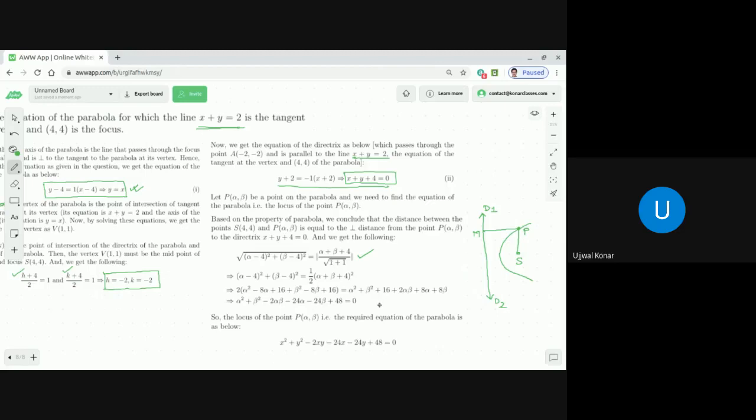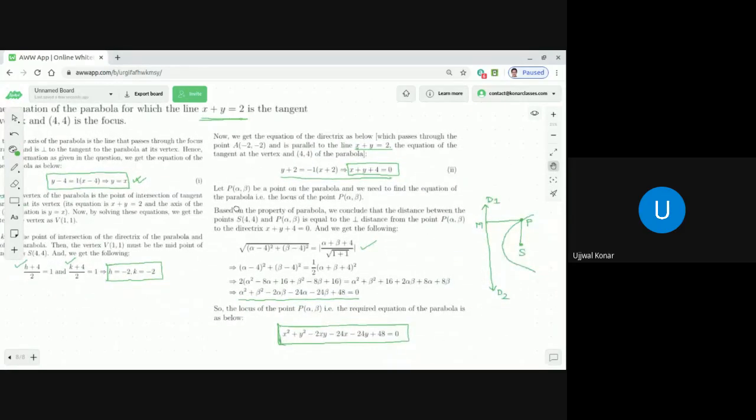And after that we made a simple algebraic simplification, and finally we get this kind of equation, that is alpha square plus beta square minus 2 alpha beta minus 24 alpha minus 24 beta plus 48 equal to 0. Now the locus of the point (alpha, beta) is obtained by replacing alpha by x and beta by y, and we get the equation x square plus y square minus 2xy minus 24x minus 24y plus 48 equal to 0. This is the required equation as asked in the question.